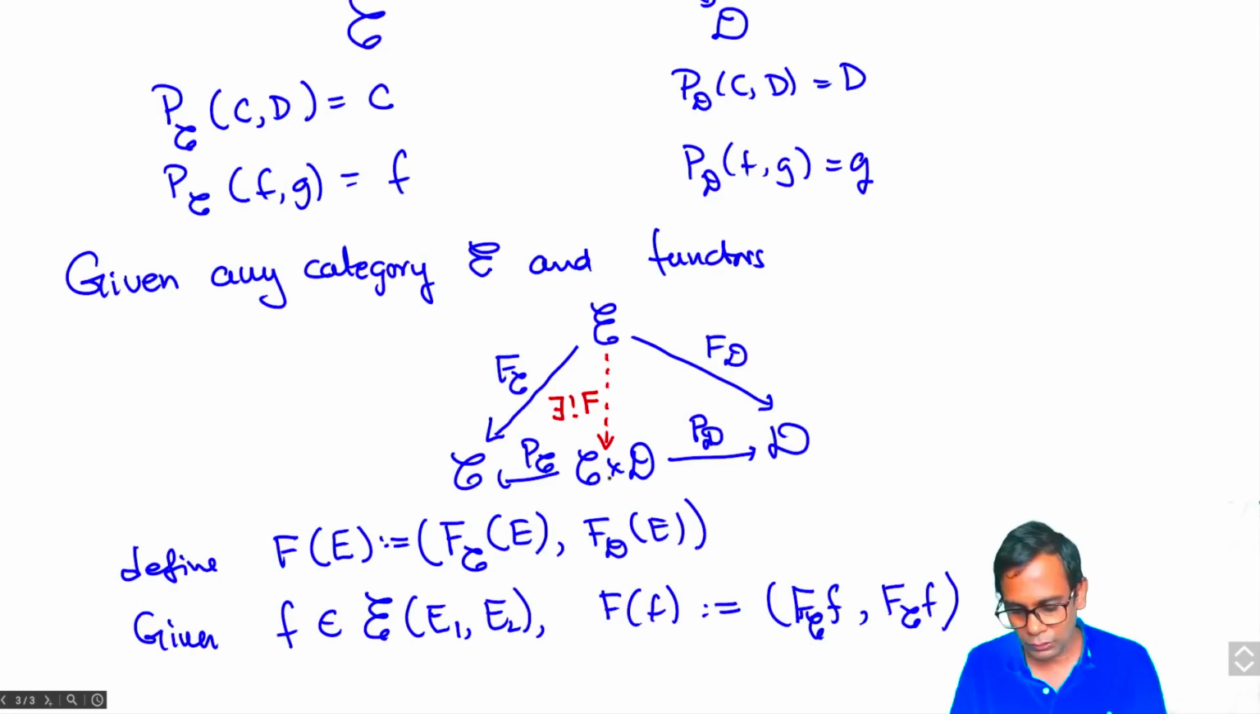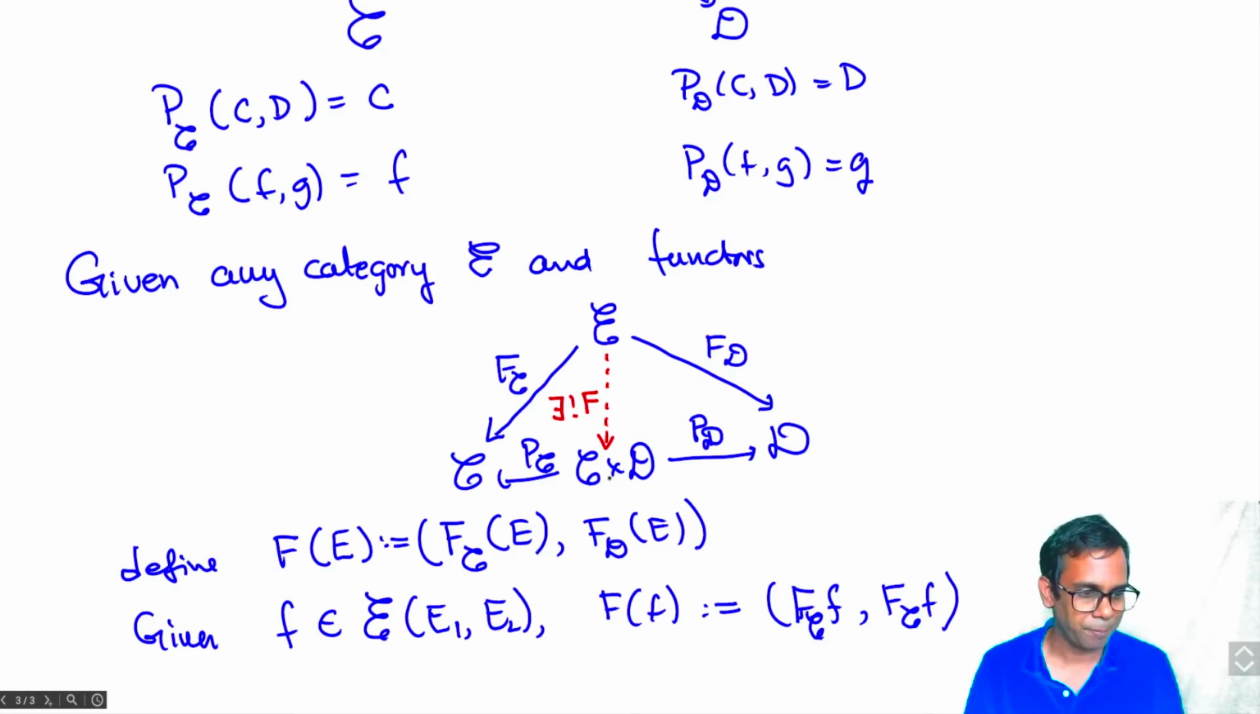And this is forced for this diagram to commute, and you can check, so therefore, that this category C cross D satisfies the universal property for products in the category of all categories.